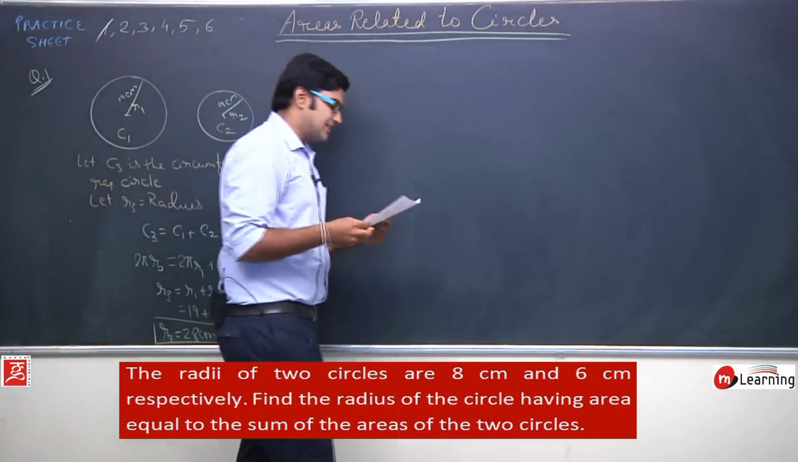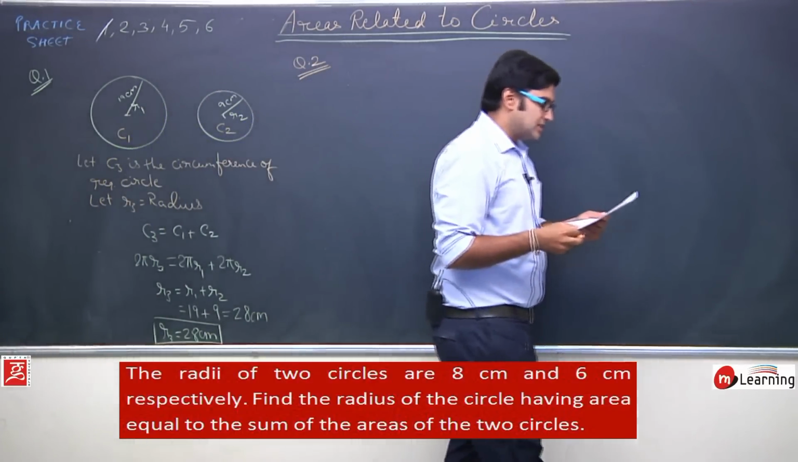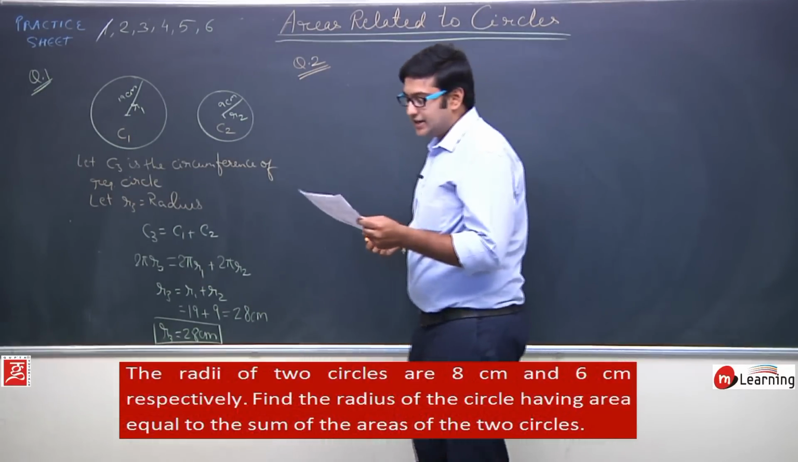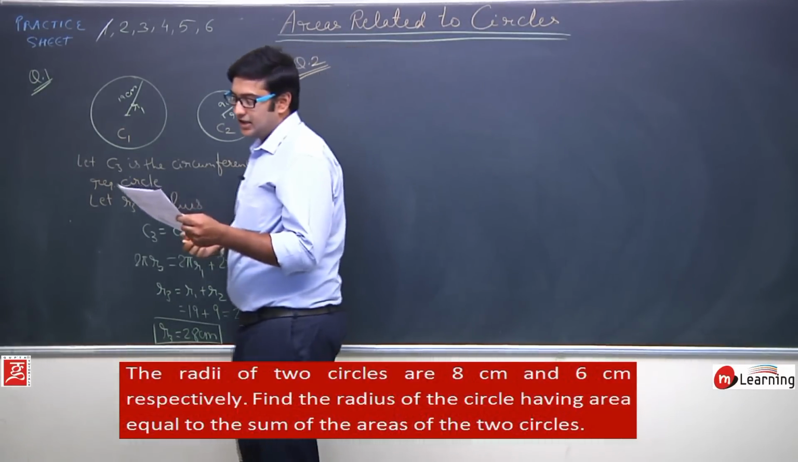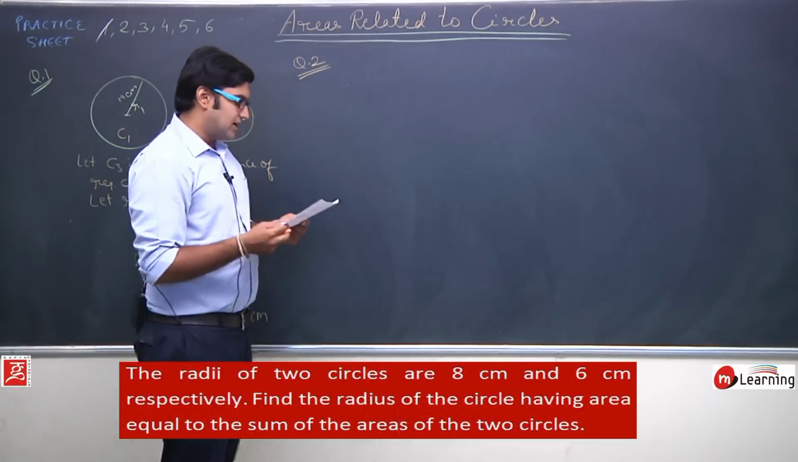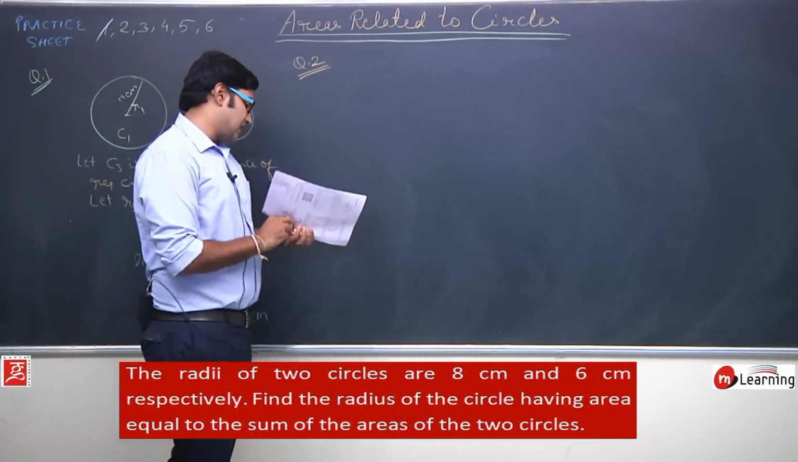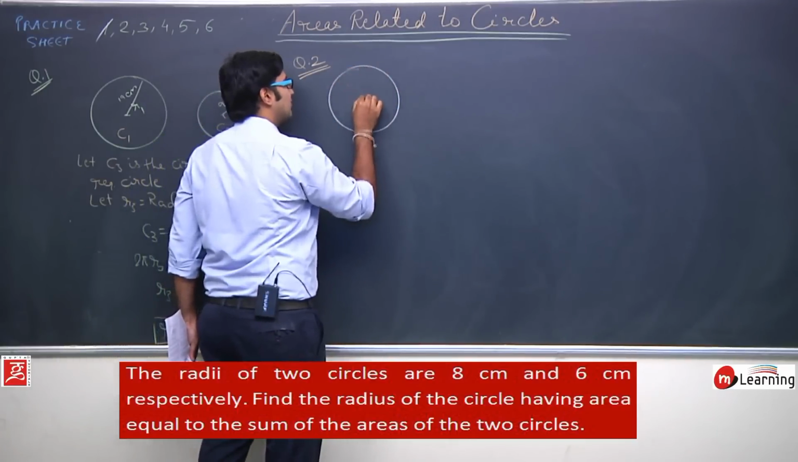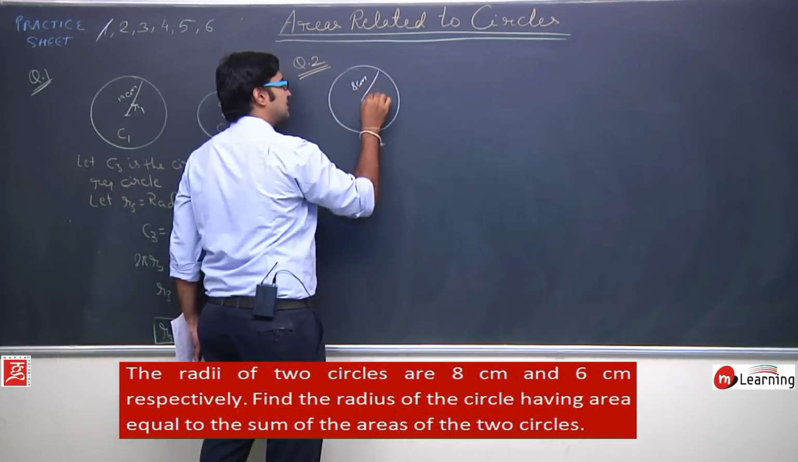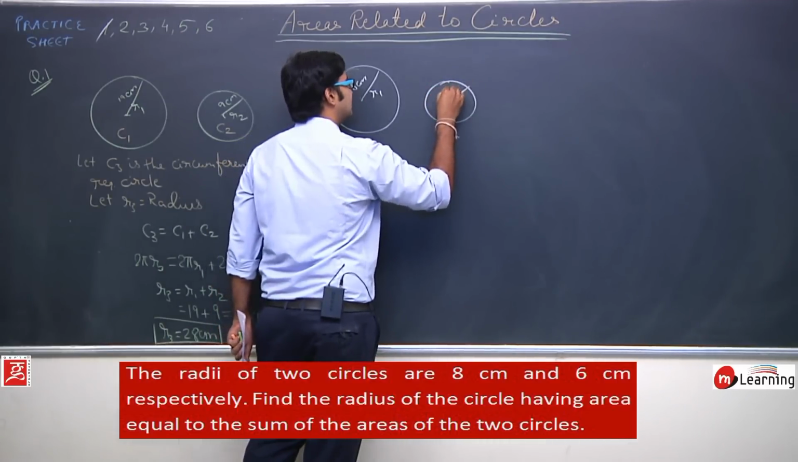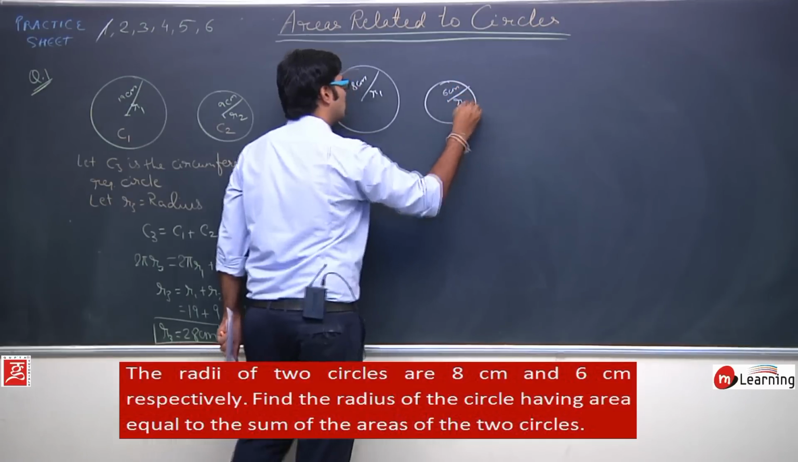The second question says the radii of two circles are 8 centimeters and 6 centimeters respectively. Find the radius of the circle having area equal to the sum of the areas of two circles. So again, in this question there are two circles. The first circle has a radius of 8 centimeters, let us say this is R1, and the second circle has a radius of 6 centimeters, let us say this is R2.